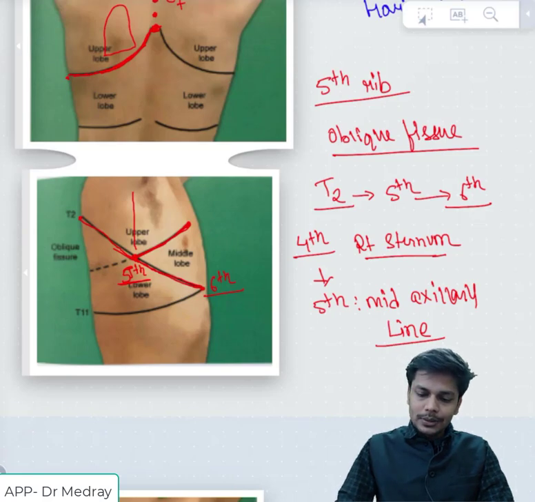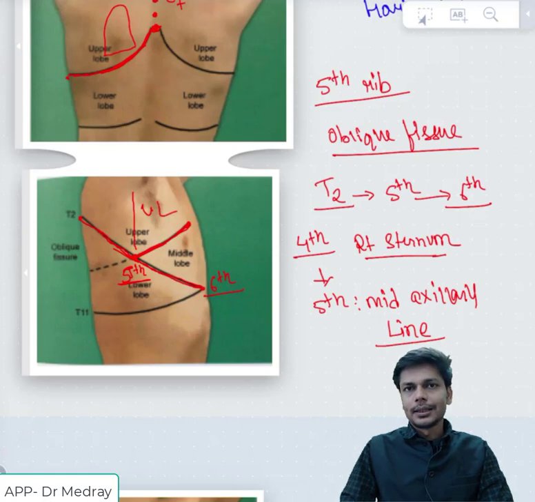So above the oblique fissure and horizontal fissure is the upper lobe of the lung, and in between the horizontal fissure and the lower margin of the oblique fissure is the middle lobe of the lung, and below the oblique fissure is the lower lobe of the lung. So we have demarcated the right side of the lung.